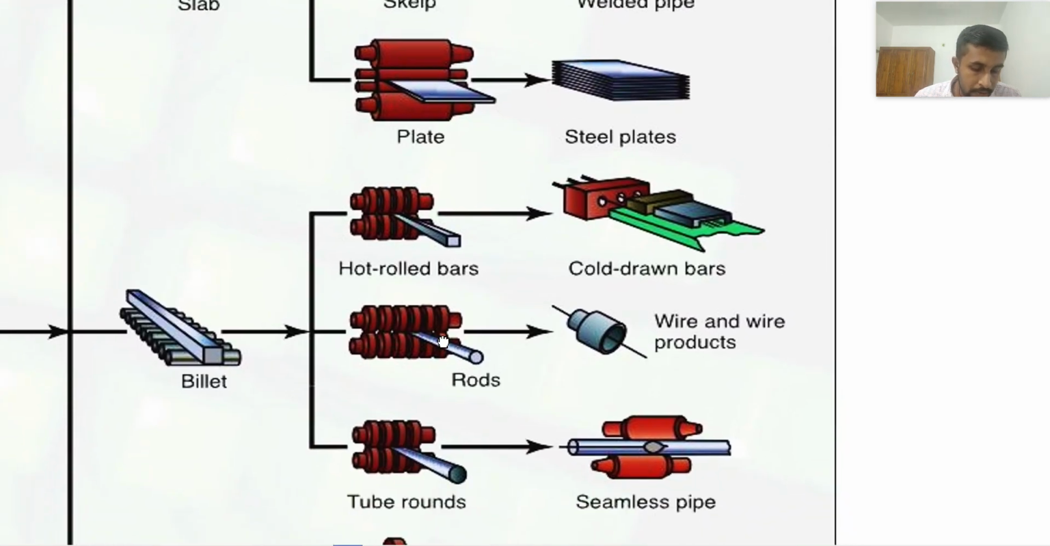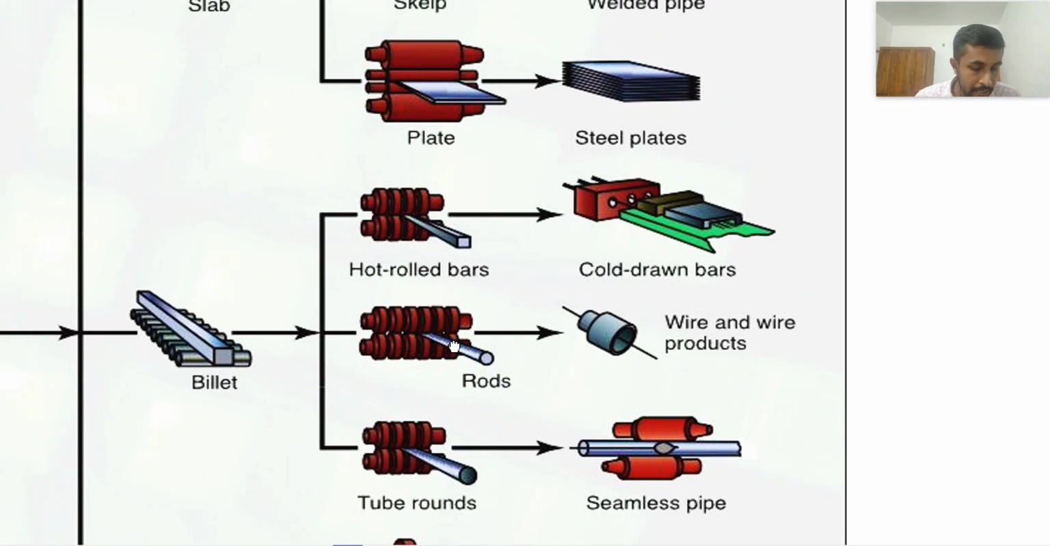Next one is the billet material. This is the billet material. And using billet material, we can make different products like bar material. See this, this is the bar material called drawn bar material. First, we convert into hot rolled bars. Then we reduce the thickness by passing through a die. Then we can make different wires also.